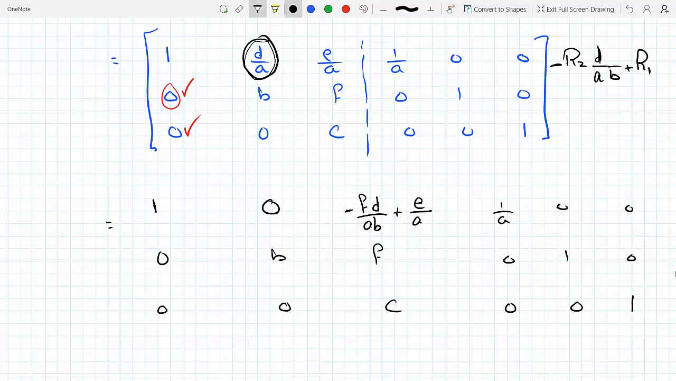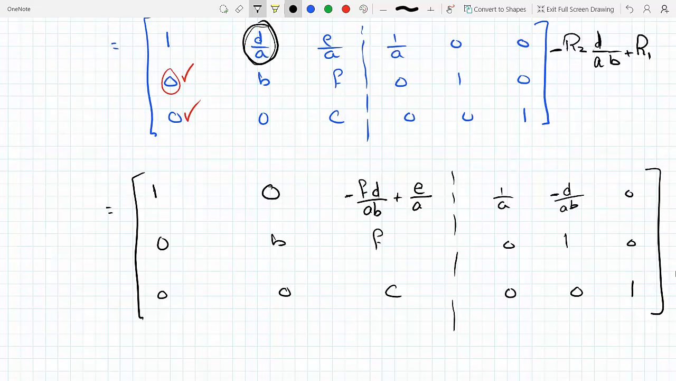Oh wait, this one here changes, yeah. Row number 2, this gets multiplied by minus dA over B. When I add it here, I get minus D over AB because you're adding it to 0. Okay, good. So move the splitter now that we need more space.